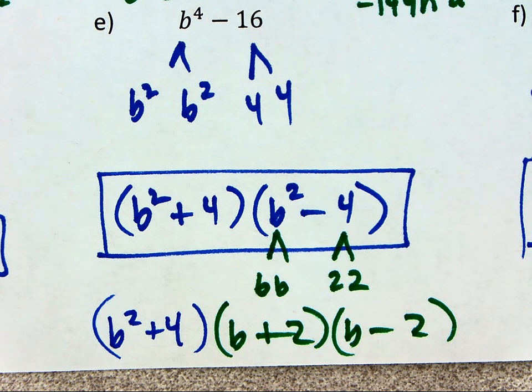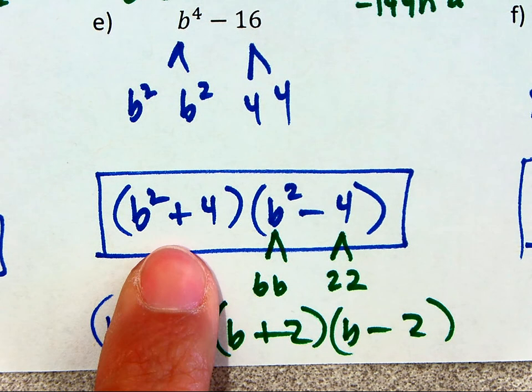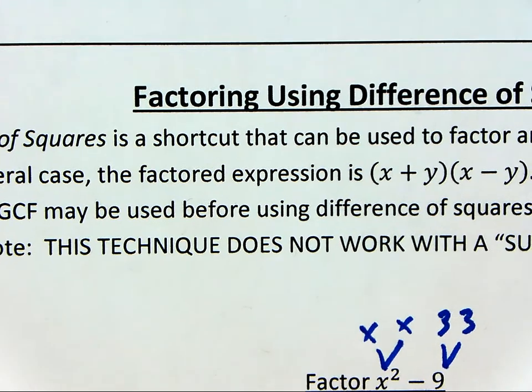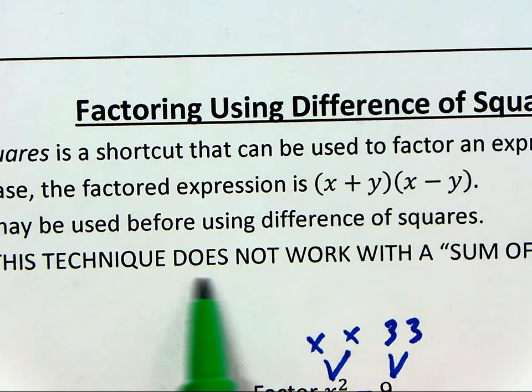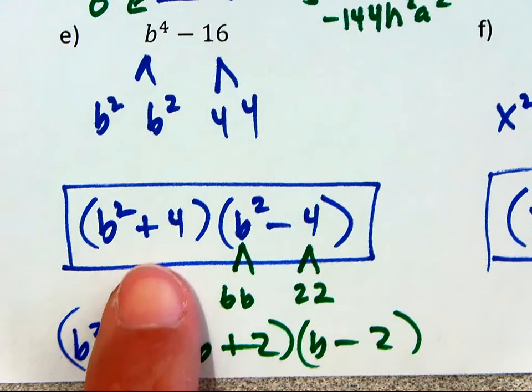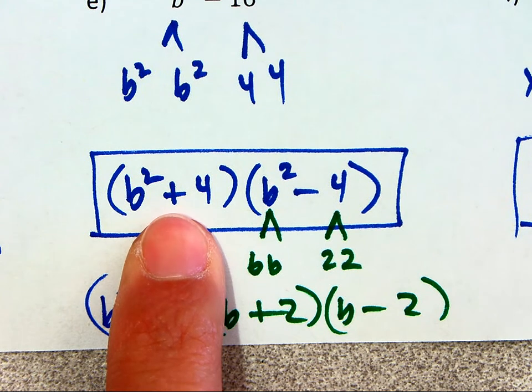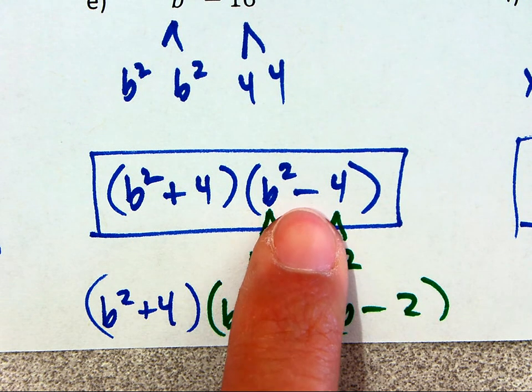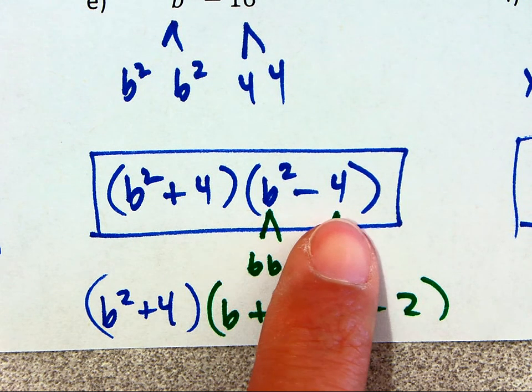Okay. Now, how come we can't do it with this term, or with this factor? Well, I think we had that somewhere in the notes, right? This technique does not work with a sum of squares, right? So this has a sum. We couldn't use this pattern to factor that. This one has a difference, it's a minus, and both of these terms are squares, so we could do it.